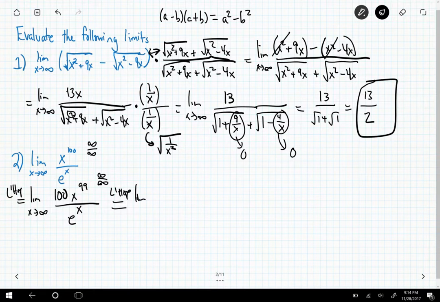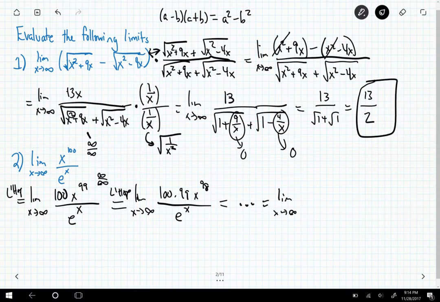So we do limit as x approaches infinity. Notice we get 100 times 99 times x to the 98, all over, well, what do you know, it's e to the x again. Well, notice what's happening to the x power. The x power is decreasing by 1 every time, and you're multiplying by that power. So you can continue this process, so on and so forth, and if you need some help here, let me know. Happy to answer whatever questions you have.